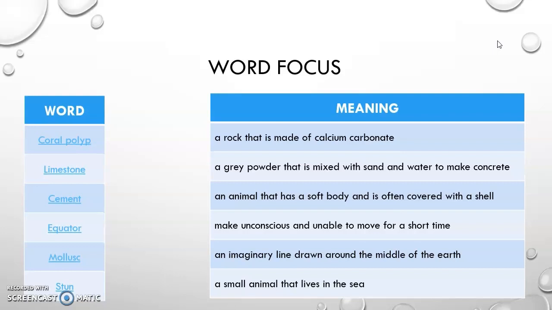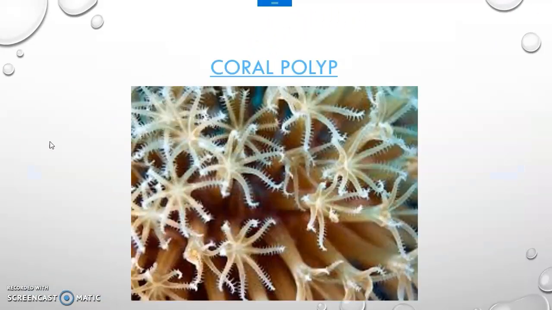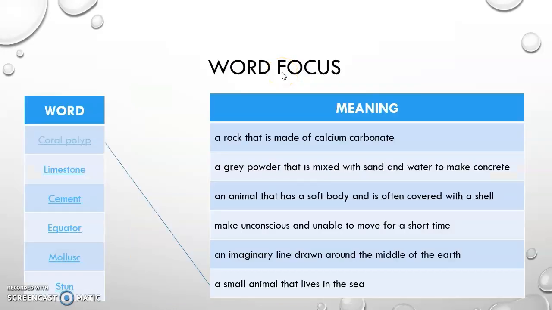Alright, now let's discuss the meaning of these words. The first one, coral polyp, I have done with you just now. It means a small animal that lives in the sea. Let me show you the picture of coral polyps. This may give you a clearer image of the word. This is called coral polyp. I think some of you may have seen coral polyp before when you go scuba diving in Pulau Pangkor, Pulau Langkawi, right? Let's look at the next word.